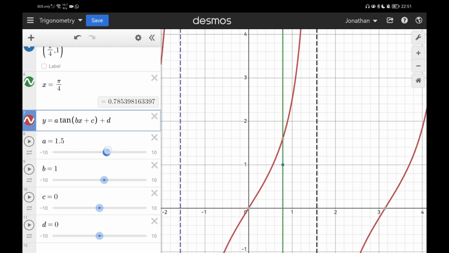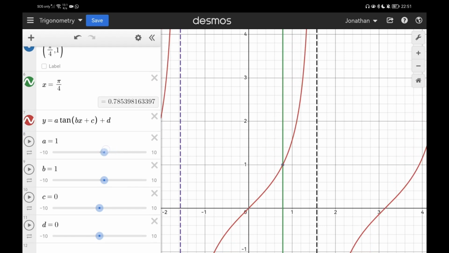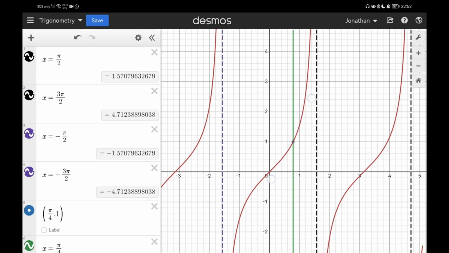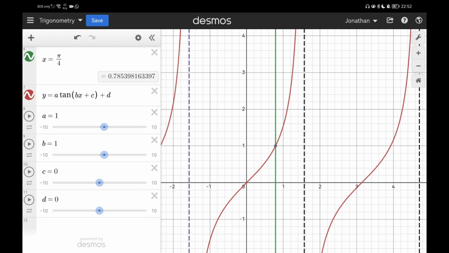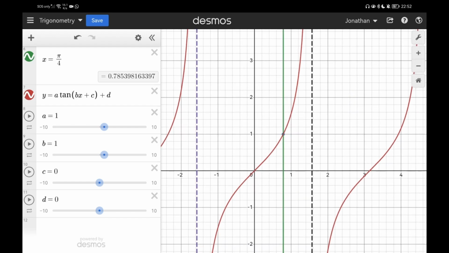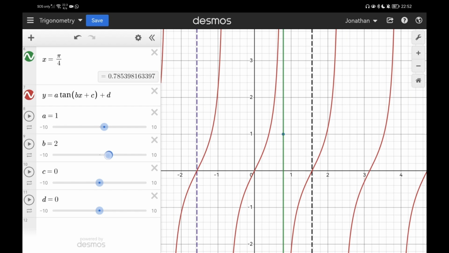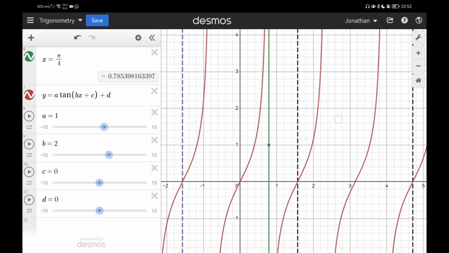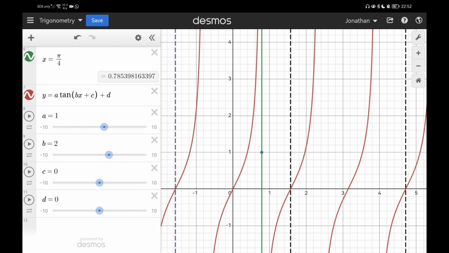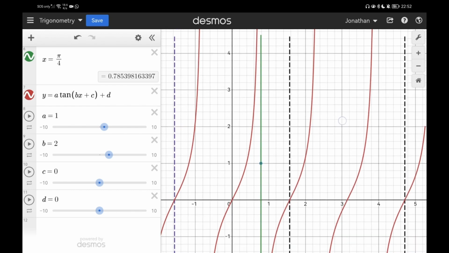So let's get back to 1. Now let's visualize the final part, which is the compression of the tangent graph, which is the stretch in the x direction, which mainly changes its period. So let b become 2. What will you observe is that you need to undergo 2 cycles to reach the pi, which means the 180 degree.